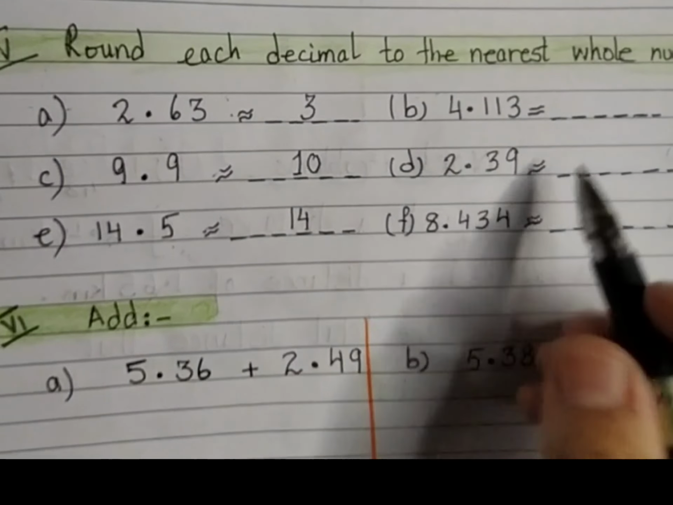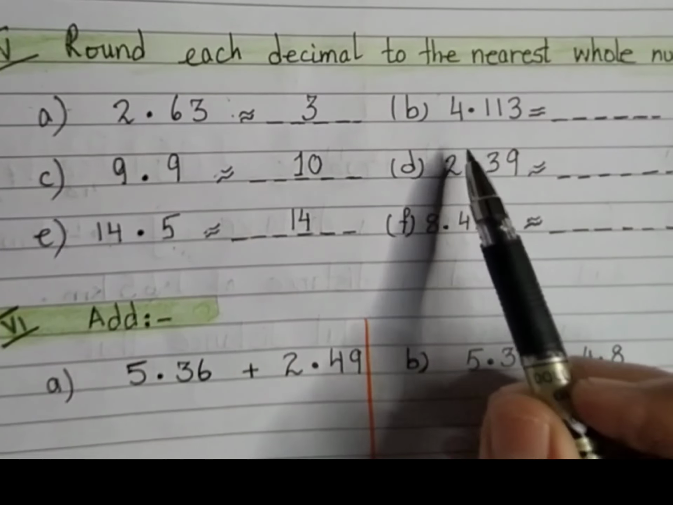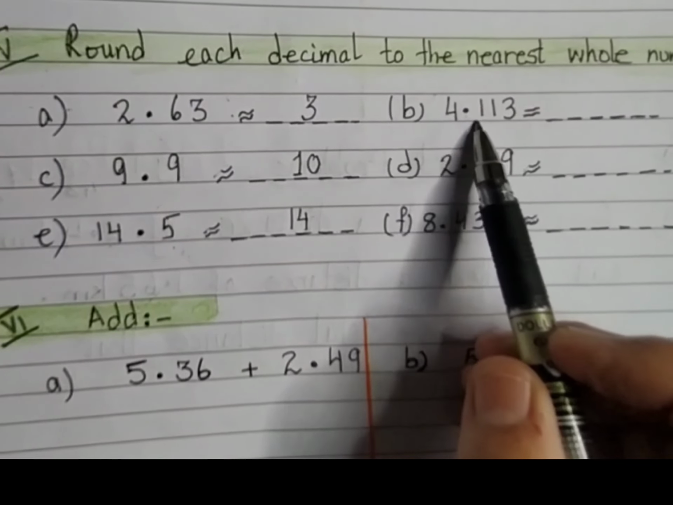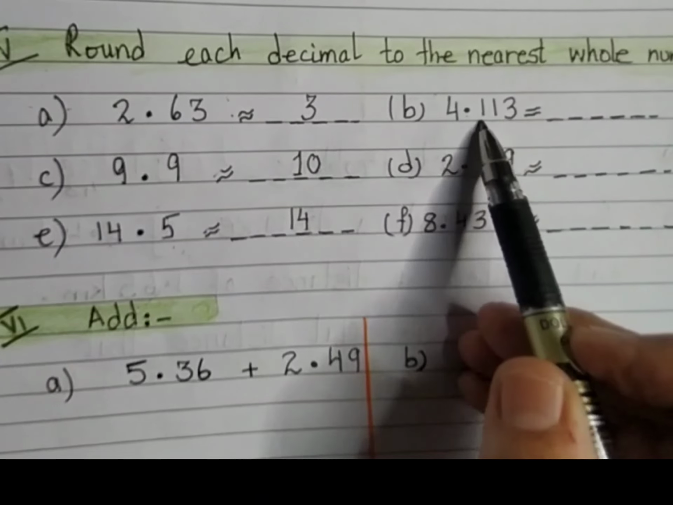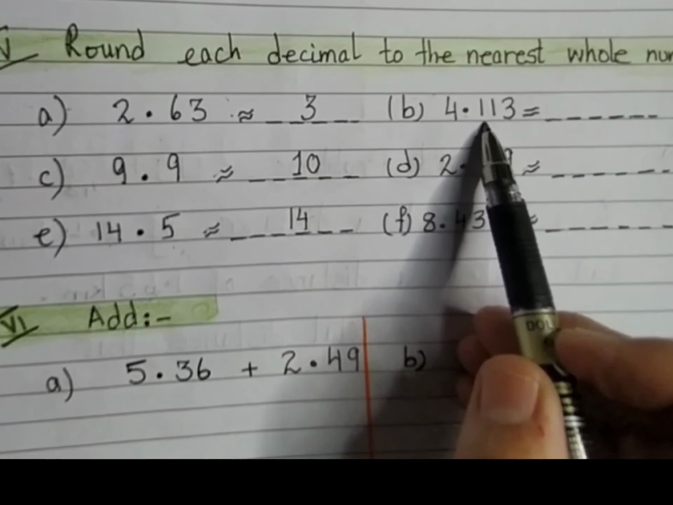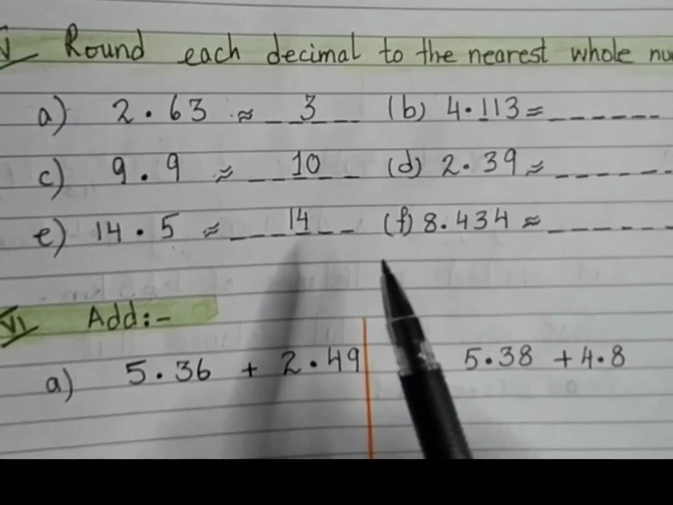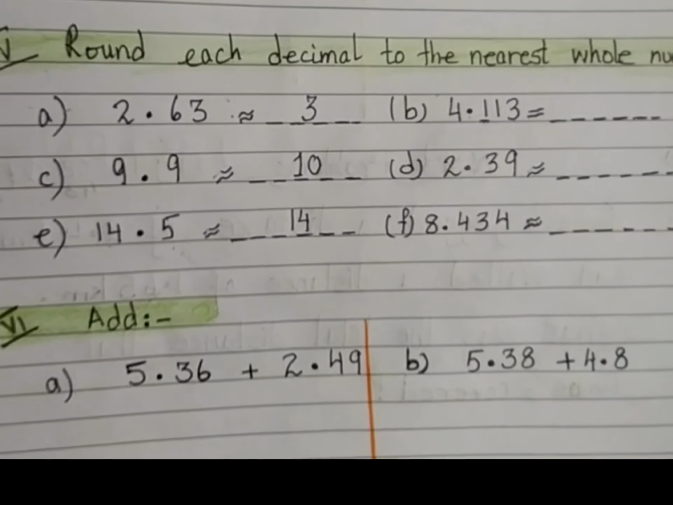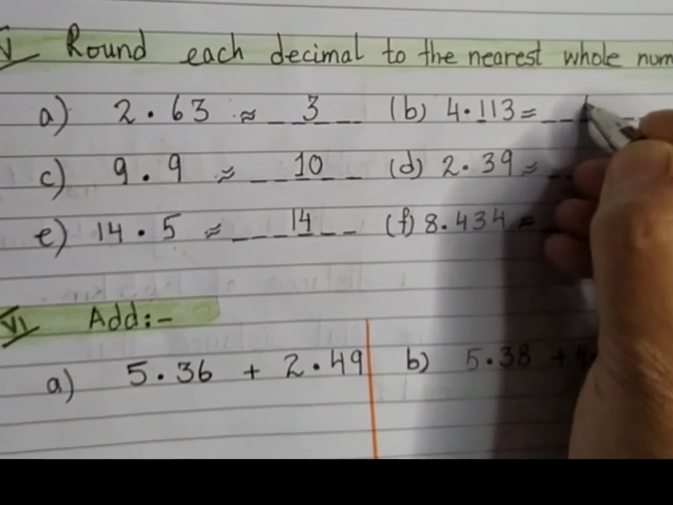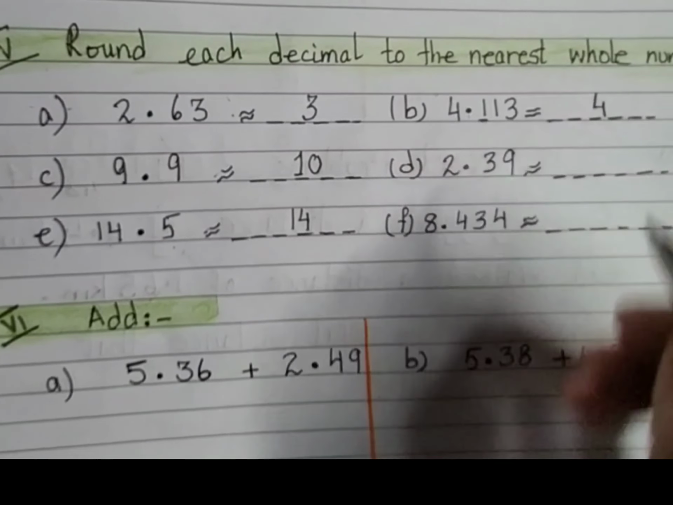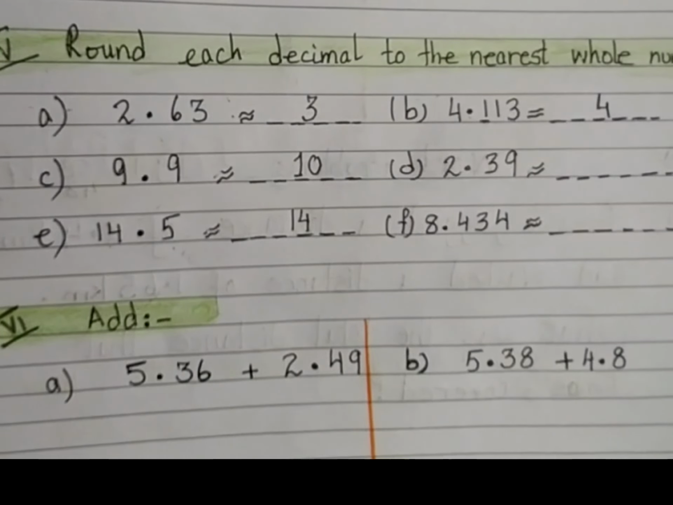Right? But in this question over here, 4.113, you are only going to focus upon the tenth. What is your tenth? It is 1. Now I told you if it is below 5, that is 0, 1, 2, 3, 4, the whole number does not change. So it remains the same. Okay? It will remain the same.